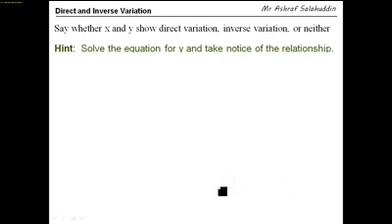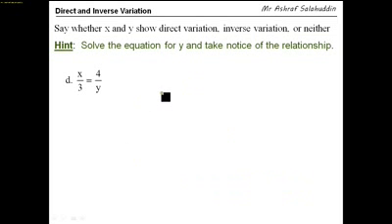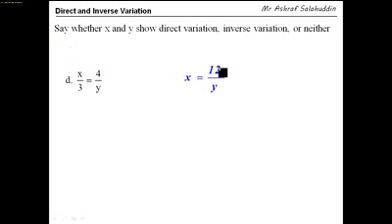Okay, letter D, x over 3 equals 4 over y. If we make cross multiplication, this will be xy equals 12. Then we divide both sides by y, so the relation will be x equals 12 over y, and this is inverse variation.